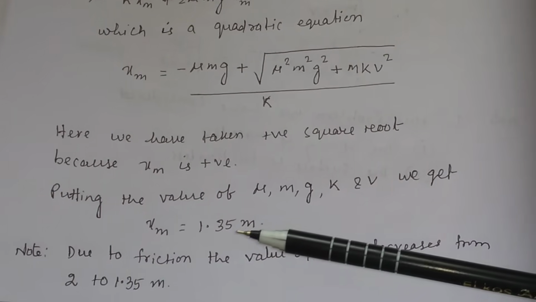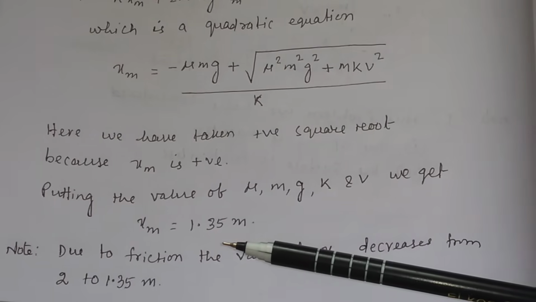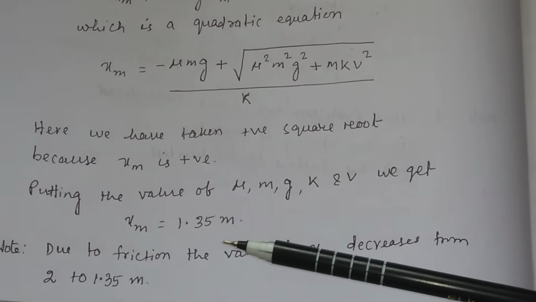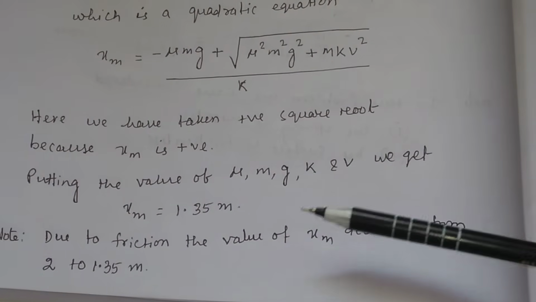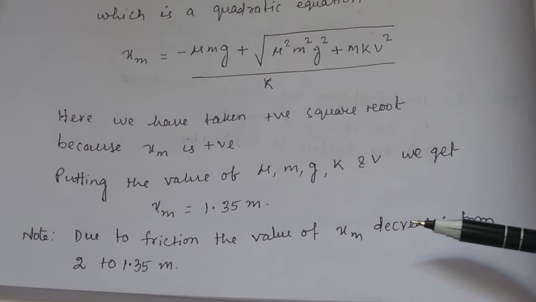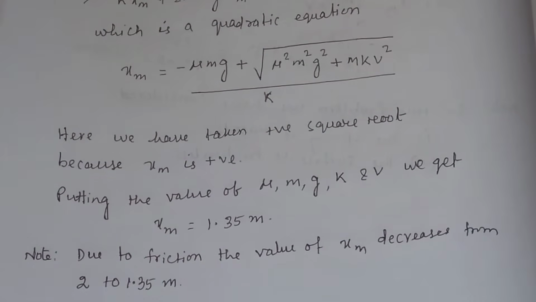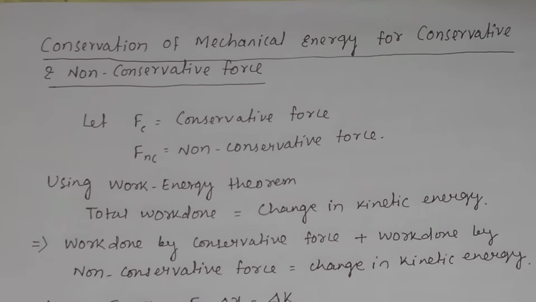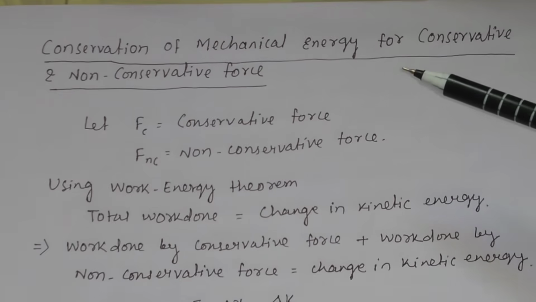You should note that in the previous problem we found the maximum compression of the spring to be 2 meter, but here we have found that the maximum compression of the spring is 1.35 meter. So due to friction, the value of the maximum compression decreases from 2 meter to 1.35 meter. So from this problem we got another idea about the conservation of mechanical energy for non-conservative and conservative forces.